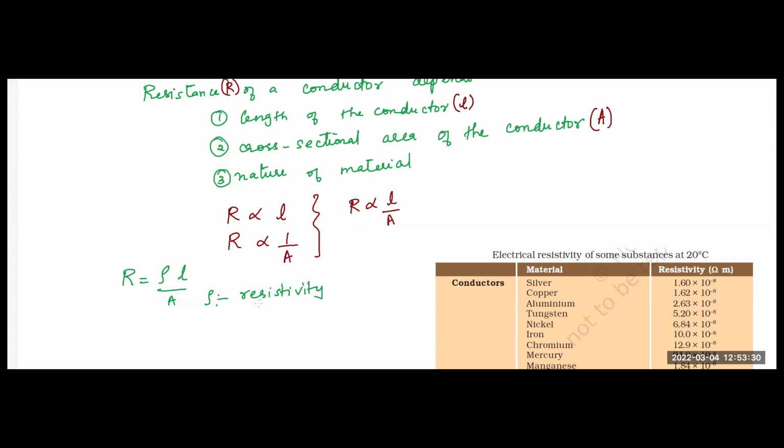So this resistivity depends upon the type of the material. It does not depend upon the length or area or anything. It is the characteristic feature of the material. Resistivity is the characteristic feature of the material of the conductor.